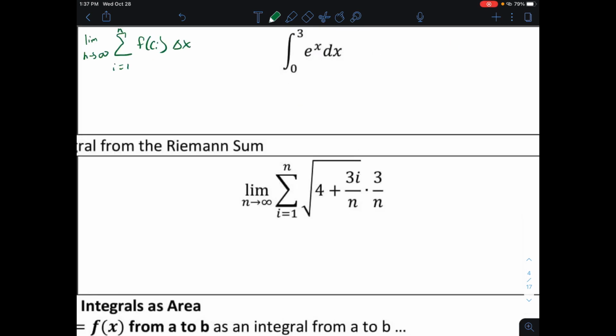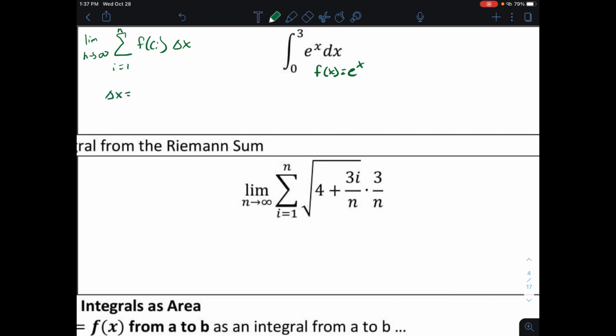Okay, so new problem here. We have the definite integral from 0 to 3 of e to the x dx, and we want to write the limit of the Riemann sum. Let's start identifying parts. We know that f is going to be e to the x. All right, that part was easy. Now, let's go find delta x.